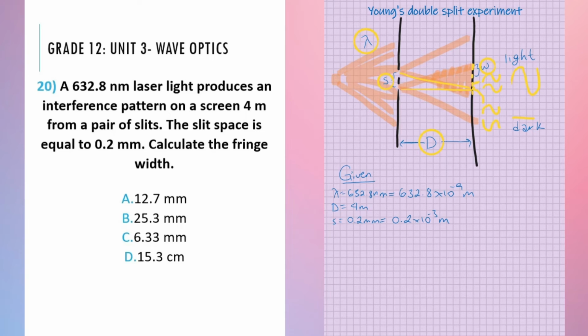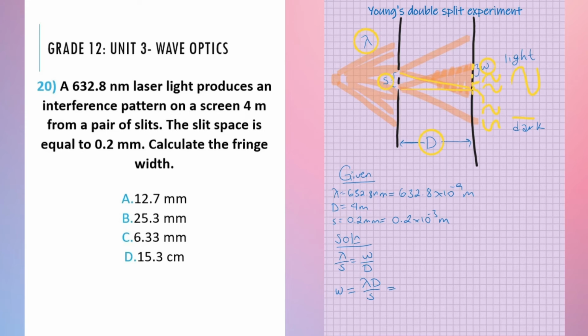Now moving on to the solution, the simple formula that relates these four quantities is lambda over S is equal to W over D, or the wavelength divided by the slit space is equal to the fringe width divided by the distance. We're looking for the fringe width, so let's rewrite this formula in a way that isolates the fringe width. So we have W is equal to lambda D divided by S.